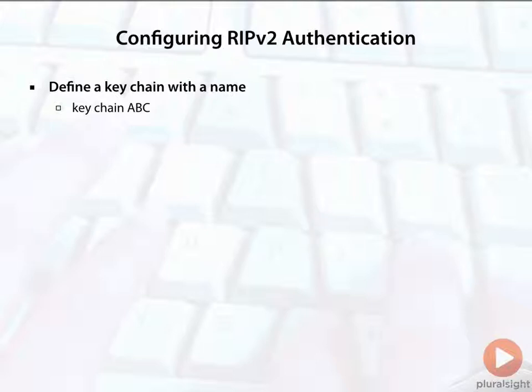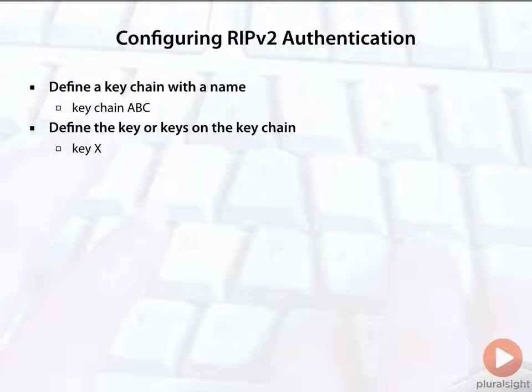Now, another thing I should point out here is that I did ABC in uppercase characters. This is just a personal preference. You don't have to, but I like to do names in my IOS configuration in uppercase so they stand out. And then I know, oh, that's a name, and I can probably have that referenced somewhere else in the config. So the keychain is configured here.